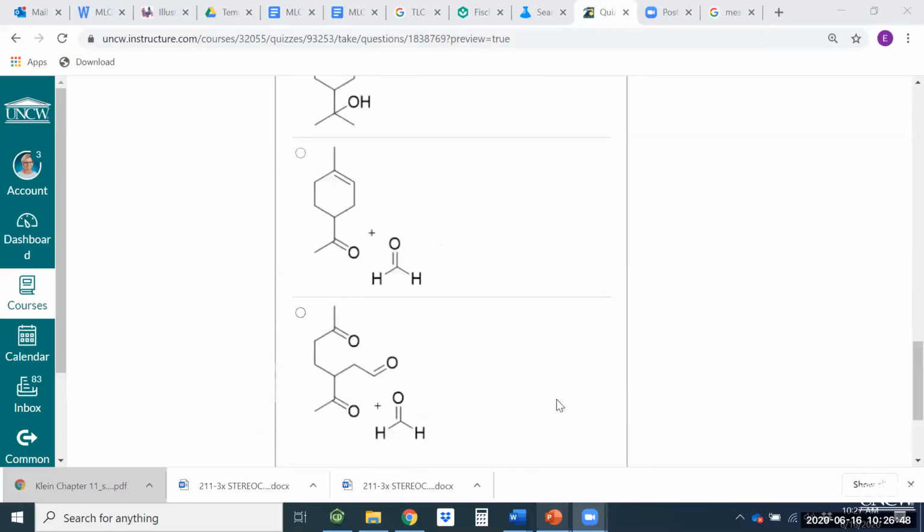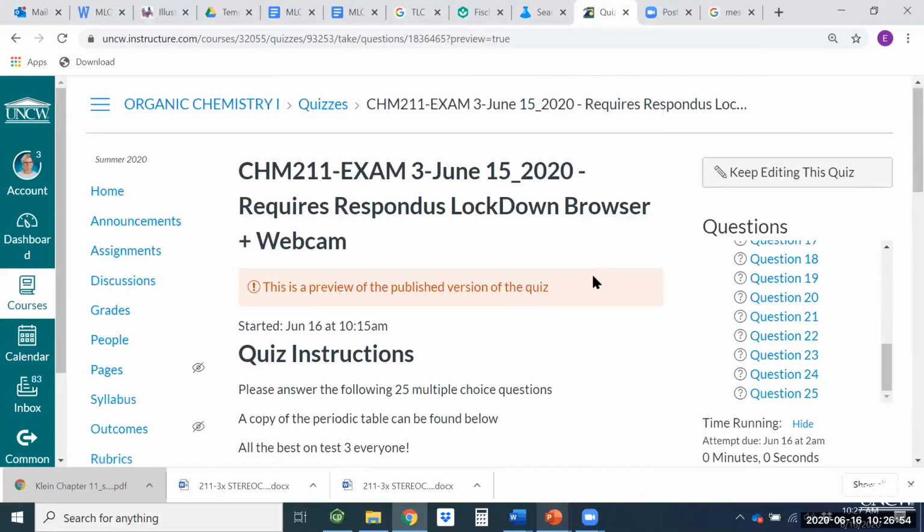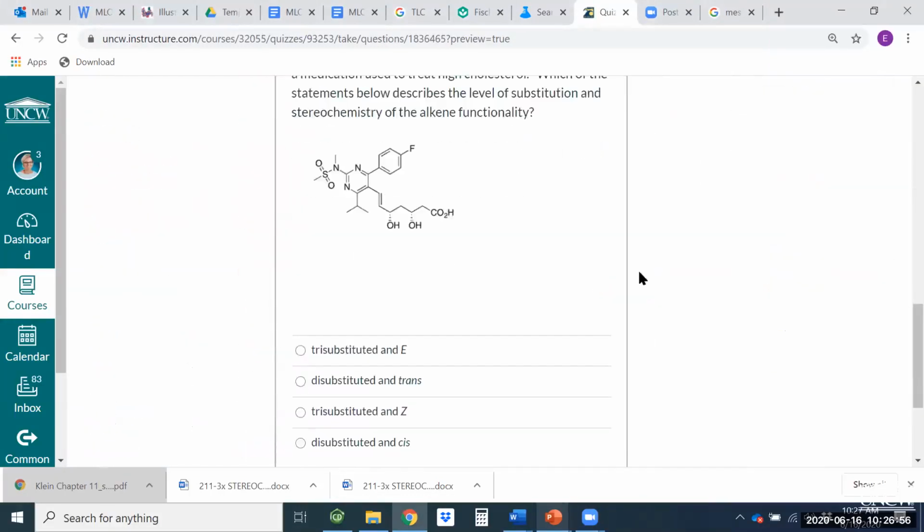Dr. Walters, I had a question on the last one. Okay, not this one, but before? Yeah, the one previous, this one. Okay. When I looked at this one, I saw that the two alcohols were actually cis, and it kind of contradicted the trans as well.